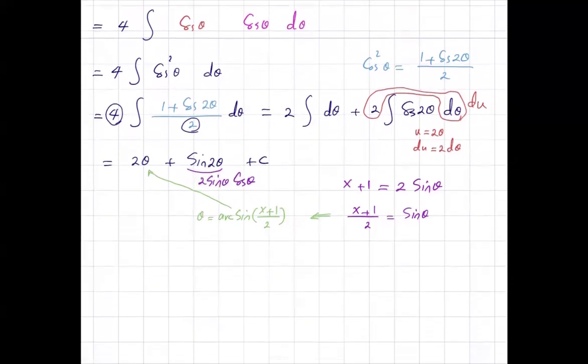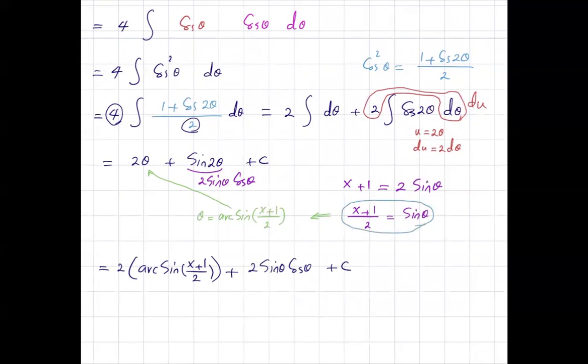So let me rewrite everything down here to avoid any confusion. So far we have 2 times theta, which is 2 times arc sine of x plus 1 divided by 2. This 2 is on the denominator of x plus 1. You cannot cancel out 2 and 2. Plus sine 2 theta can be written as 2 sine theta cosine theta plus c. So far we know that, hey, sine theta is x plus 1 divided by 2. I'm going to plug that in here.